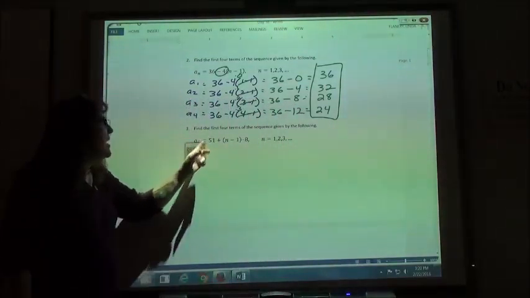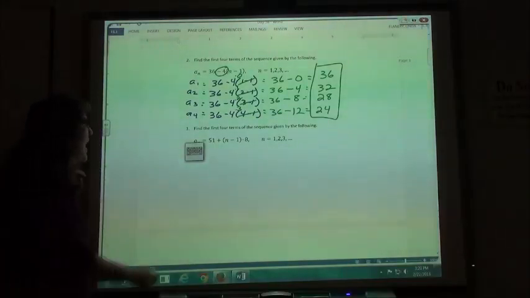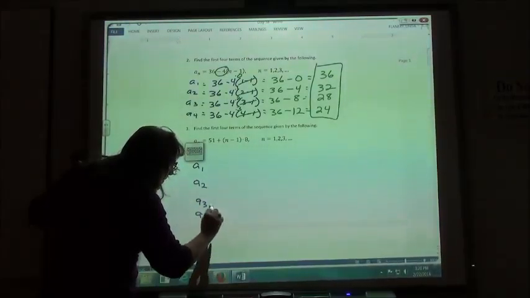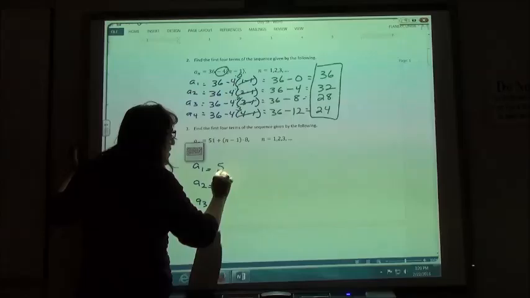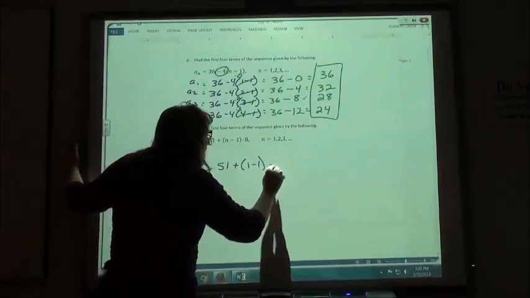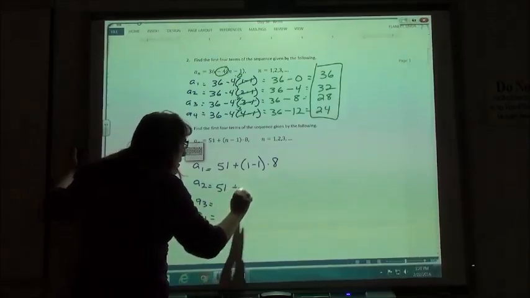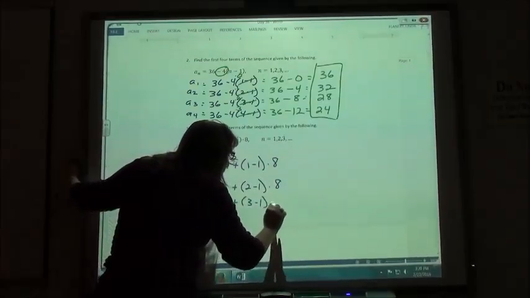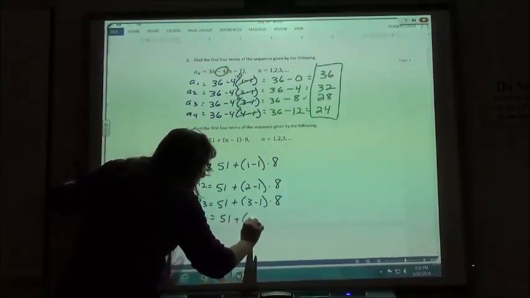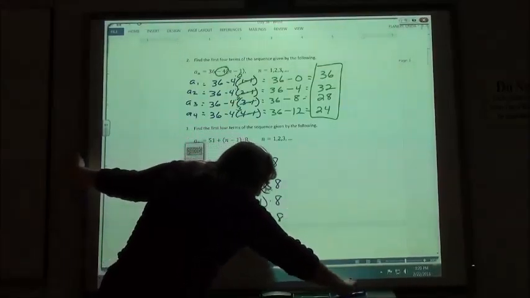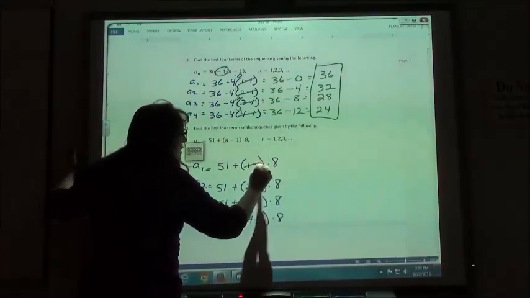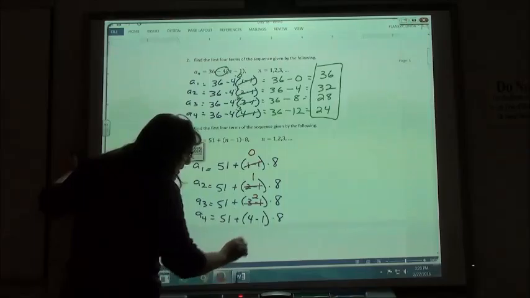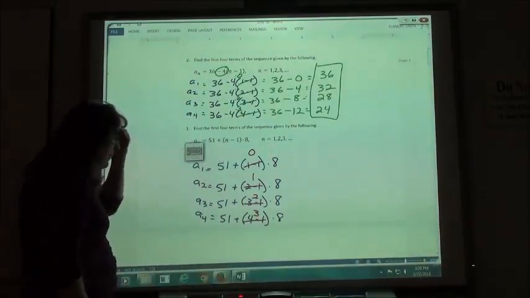So here a sub n equals 51 plus n minus 1 times 8. So a sub 1, 2, 3, and 4 are what we're going to find. 51 plus 1 minus 1 times 8. 51 plus 2 minus 1 times 8. 51 plus 3 minus 1 times 8. And 51 plus 4 minus 1 times 8. So again, when we simplify, 1 minus 1 is going to be 0. 2 minus 1 is going to be 1. 3 minus 1 is going to be 2. And 4 minus 1 is going to be 3.